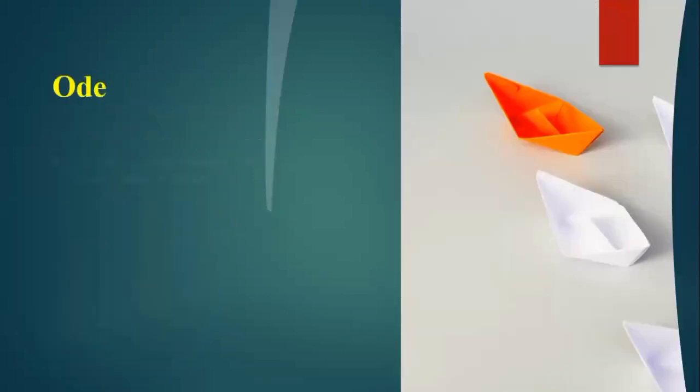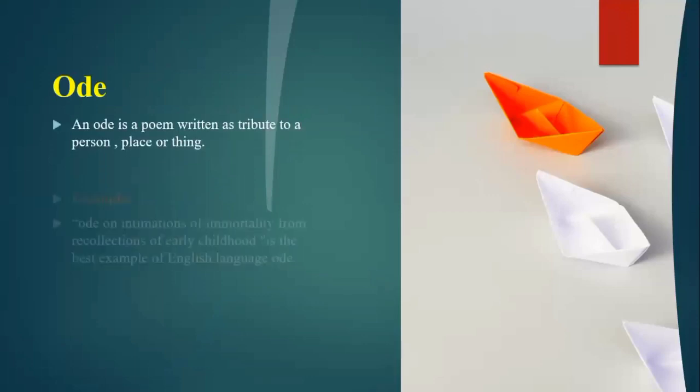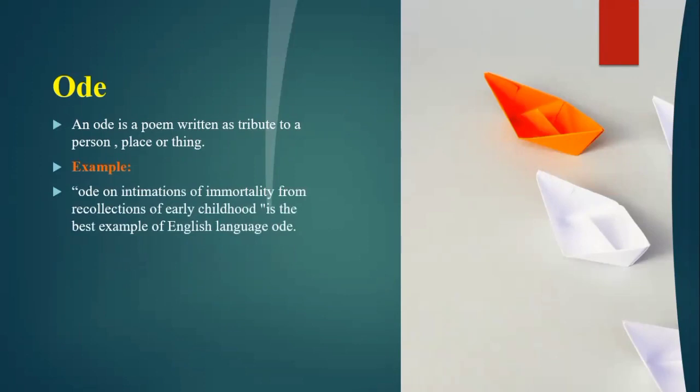The next is ode. An ode is a poem written as tribute to a person, place, or thing. For example, ode on intimations of immortality from recollections of early childhood. This is a poem written by William Wordsworth, and this is the best example of English language ode.